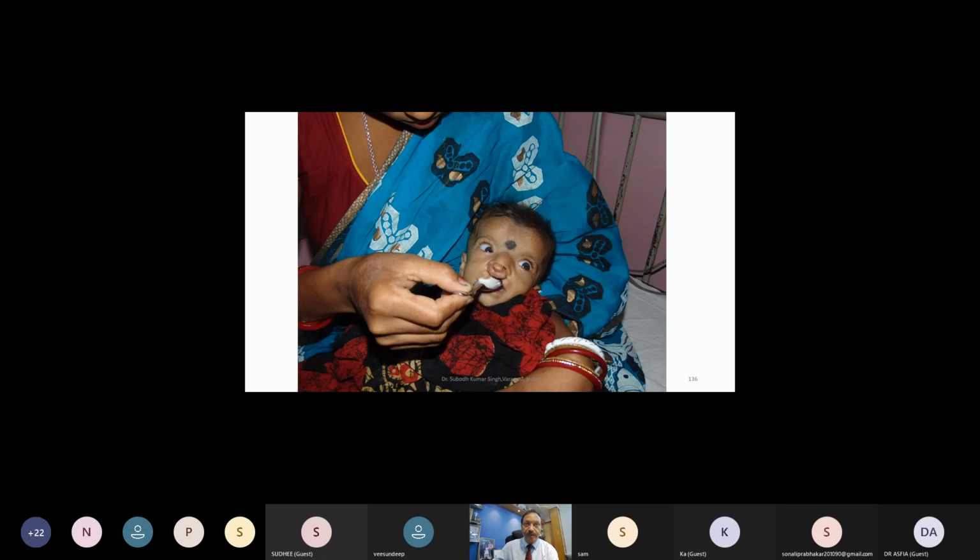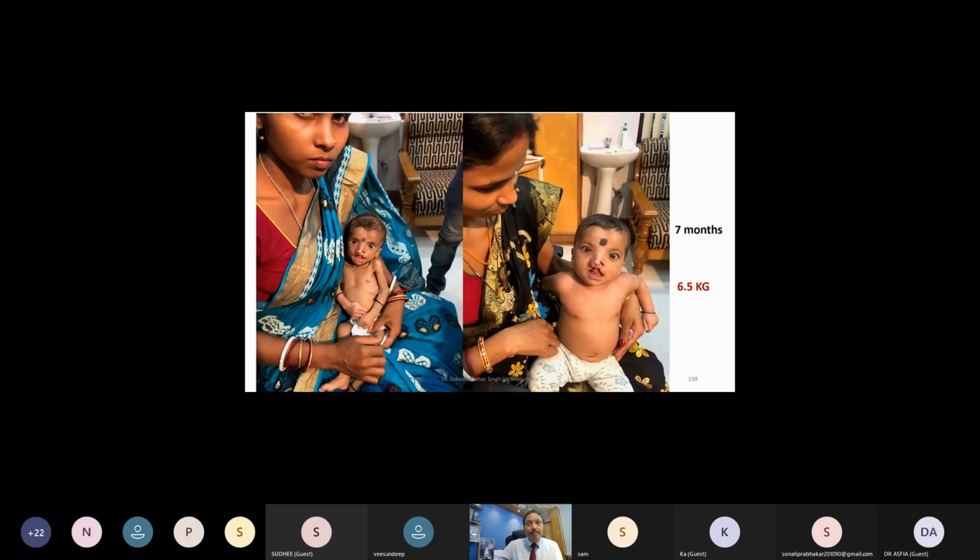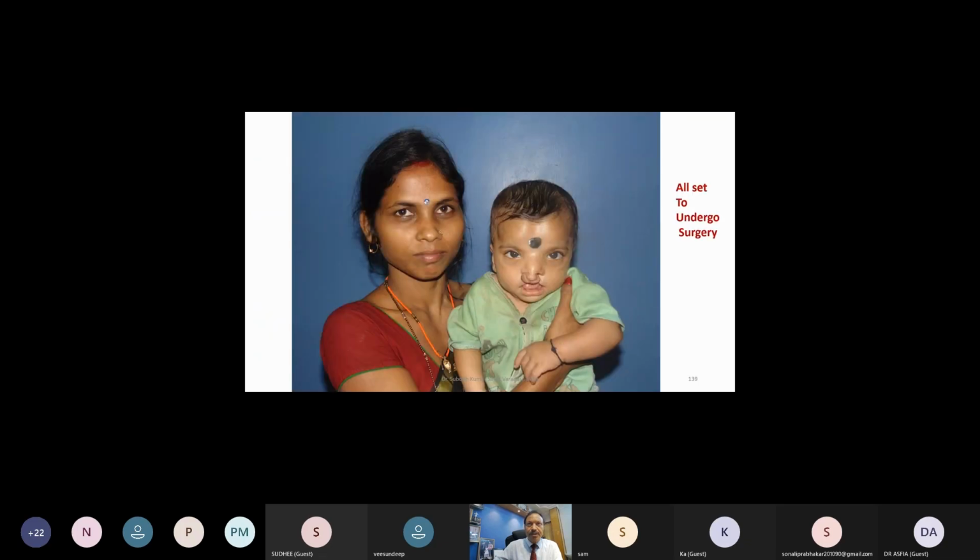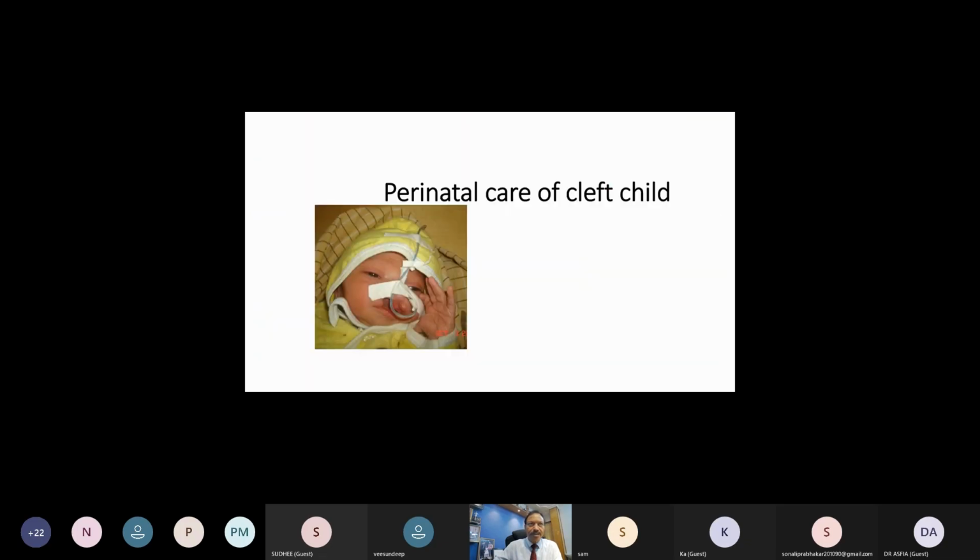So we kept this baby in our hospital for 24 days and I started feeding and treating under the care of a pediatrician. Then we sent him home, and he came back 2 months later. The same baby was now weighing 6.5 kgs and was ready for surgery. So the proper feeding advice can do wonders. You can save a lot of cleft palate babies just by giving them proper advice and monitoring them. So he was all set to undergo surgery.